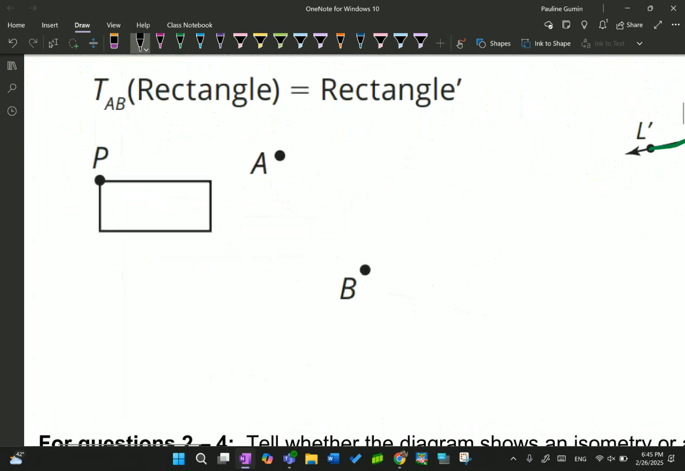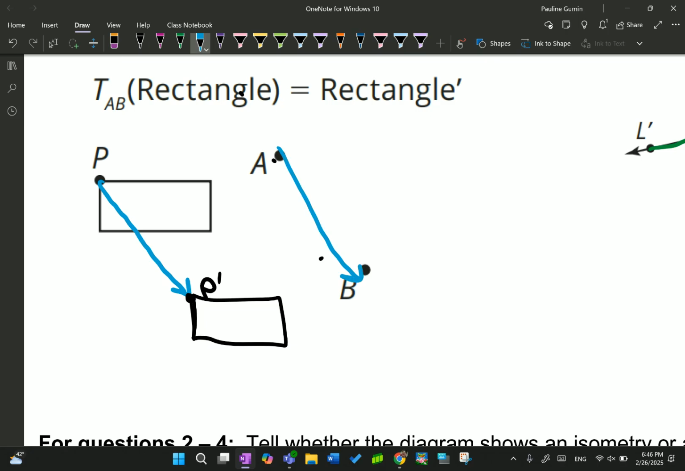In this one, we're going to translate the rectangle the distance and direction of AB. Again, the order of the letters matters. I'm going to draw my arrow from A to B, and then I'm going to copy and paste that same arrow. I'm going to give that another shot. Same arrow to point P. At the end, I don't like that. Change it back to blue. There we go. At the end of that arrow, we're going to draw a little dot and call it P prime. And then we'll do our best to draw that same rectangle. Let me redraw that A, B. Whoa, that's ugly. Let's try that one more time, Gumin.